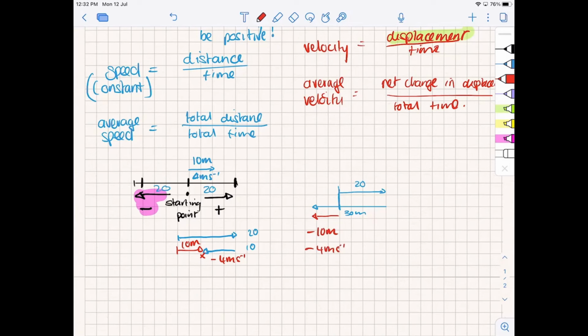Okay, and finally, if you have a look in the textbook, the last one, he's turned around again. He's gotten to the other end of the pitch and he's running forwards now back to the starting point. Because he still hasn't got back to the starting point and he's still on the negative side, his displacement is still negative, except this time he's running towards the starting point in the direction that we've defined as positive. And so he has a positive velocity again of 4 meters per second.